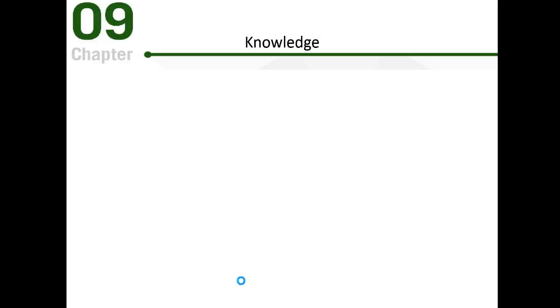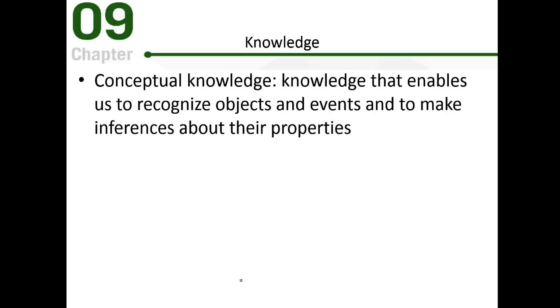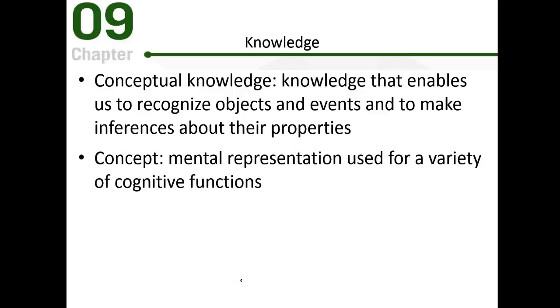So first, let's take a look at what cognitive psychologists mean by knowledge. Specifically, they focus on conceptual knowledge, and this is knowledge that enables us to recognize objects and events so that we can make inferences about their properties. The knowledge exists in the form of concepts, and concepts are simply mental representations of those categories that we use for a variety of cognitive functions, many of which at this point we have already talked about.